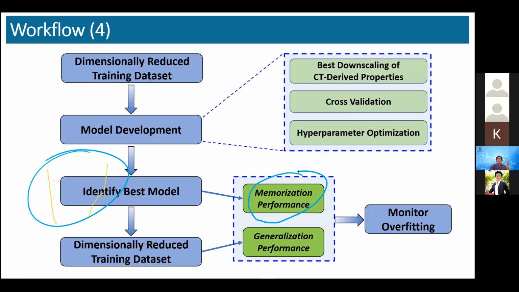Let's say you have a model which performs very well and you apply it on the training data set. Anything that you do on your training data set is called memorization. And once you see a good memorization performance, you will apply it on the test data, which is called generalization. Here, you need to define how you will evaluate the model.